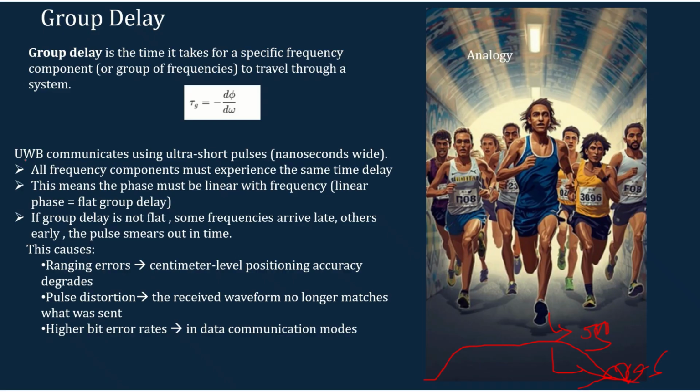In the case of UWB communication, as we have the wider bandwidth, we have to transfer only short pulses. So all the frequency components must experience the same time delay. That means that all the frequency components will have the same group delay. This means that the phase must be linear with frequency. That is the definition of the group delay, minus d phi by d omega. So the phase has to be linear.